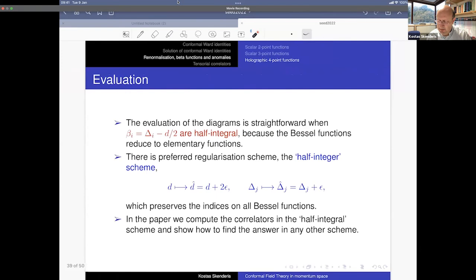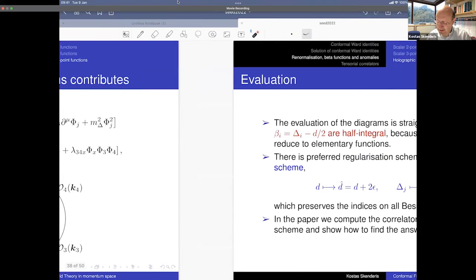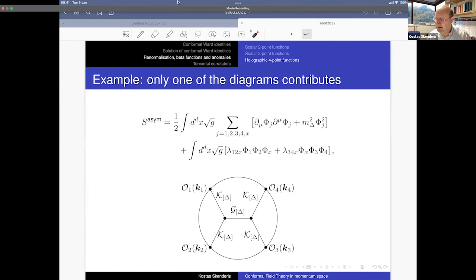Okay, but now once you have these expressions, the question is, what is the actual value? Can you evaluate those? It turns out that when these dimensions are half-integral, one can explicitly evaluate these expressions and obtain final answers in terms of elementary functions. The reason is that Bessel functions whose index is half-integral reduce to elementary functions, so then you can do the integrals. You still need to regularize and normalize because there are infinities. This is something that has been overlooked in the AdS/CFT literature. People have been writing formal expressions like these, but they haven't evaluated them precisely enough to see that there are UV infinities.